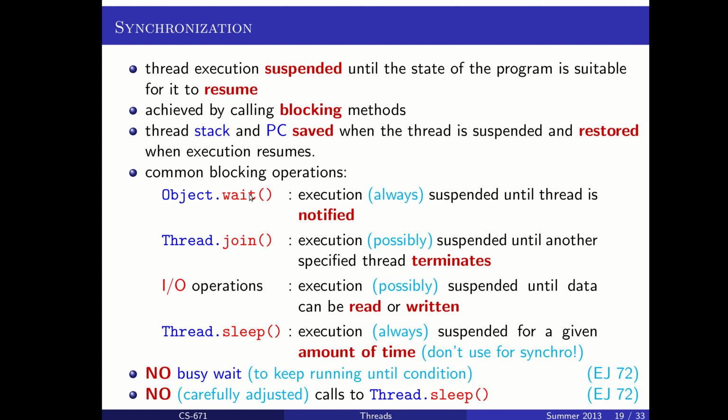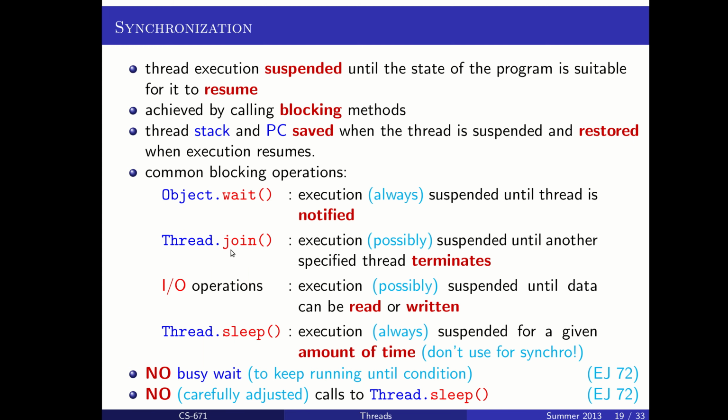Some of the blocking operations that we'll use are the wait method, which is called from an object, it's worth noting, not from a thread necessarily. The execution will be suspended until that thread is notified somehow. We'll look at how things can be notified in a moment. Thread.join is called from a specific thread. The execution is presumably suspended until another specific thread terminates, and we'll see some conditions where it's not necessarily suspended, but presumably suspended until another specified thread terminates.